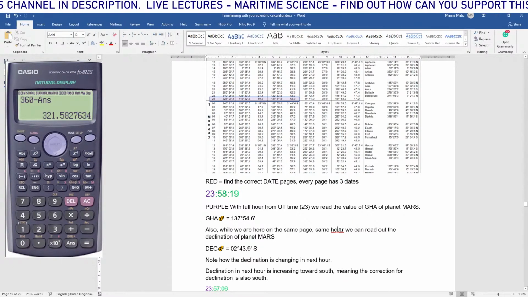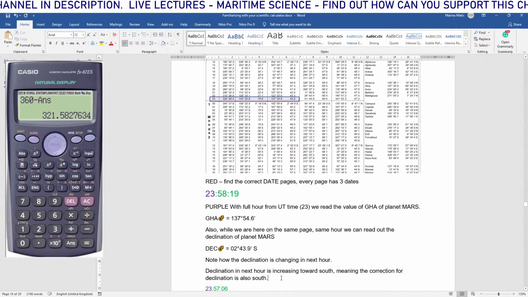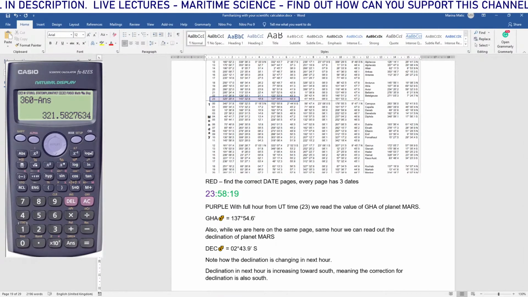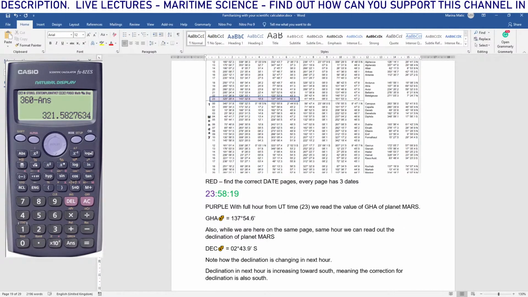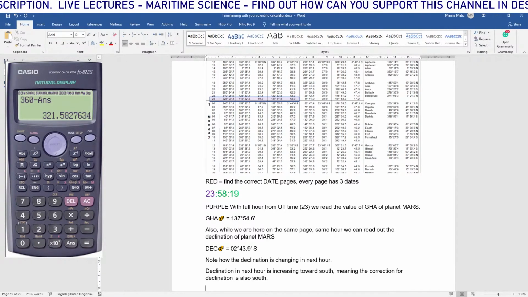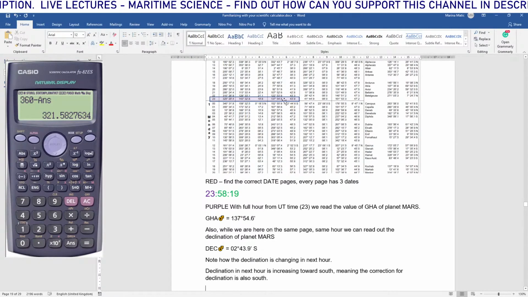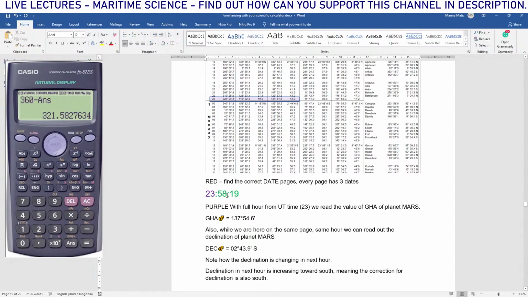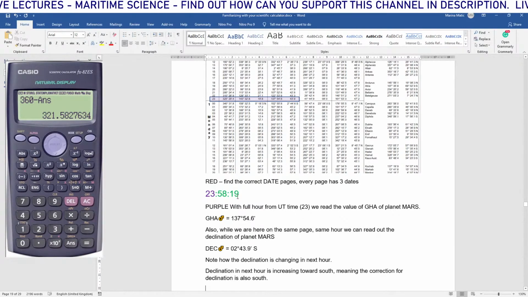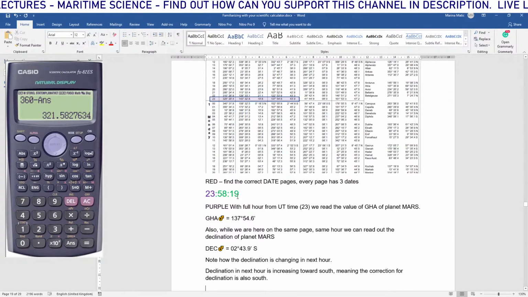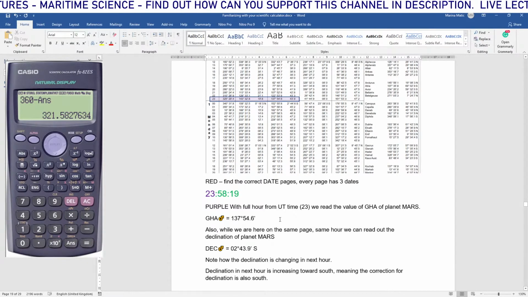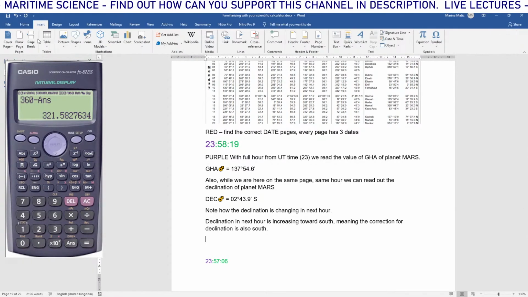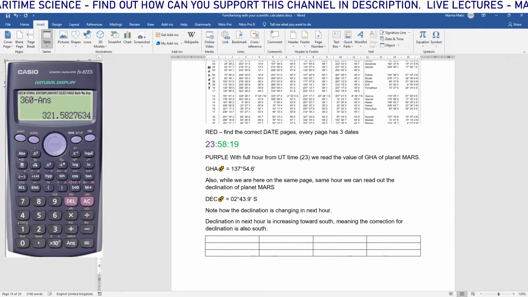Okay. So declination correction is south. We do not know the value of the correction, but we know it is south, because if this is at 23 o'clock and we need to calculate declination at 23:58:19, it's going to move towards the south, because in the next hour it's moving towards the south. So how do we get the correction for declination? So let's put the table for calculation here.